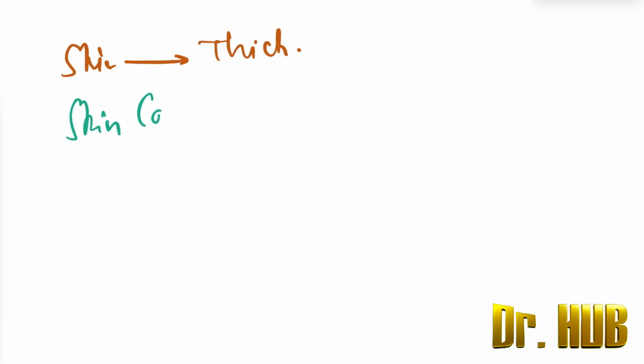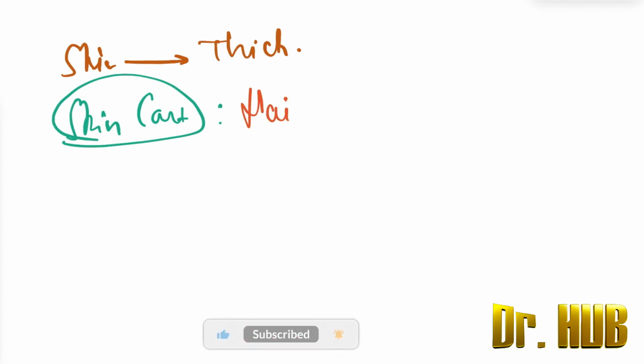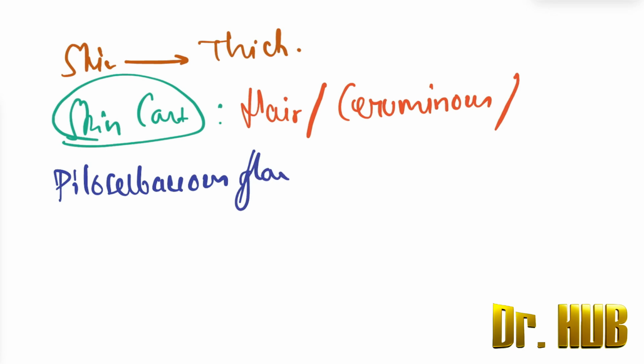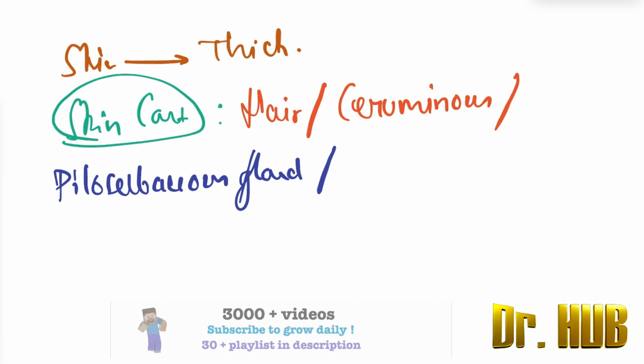Next, we are looking at how the skin is. The skin is thick. Then what does the skin contain? The skin contains hair, ceruminous glands and pilosebaceous glands, and they produce wax.